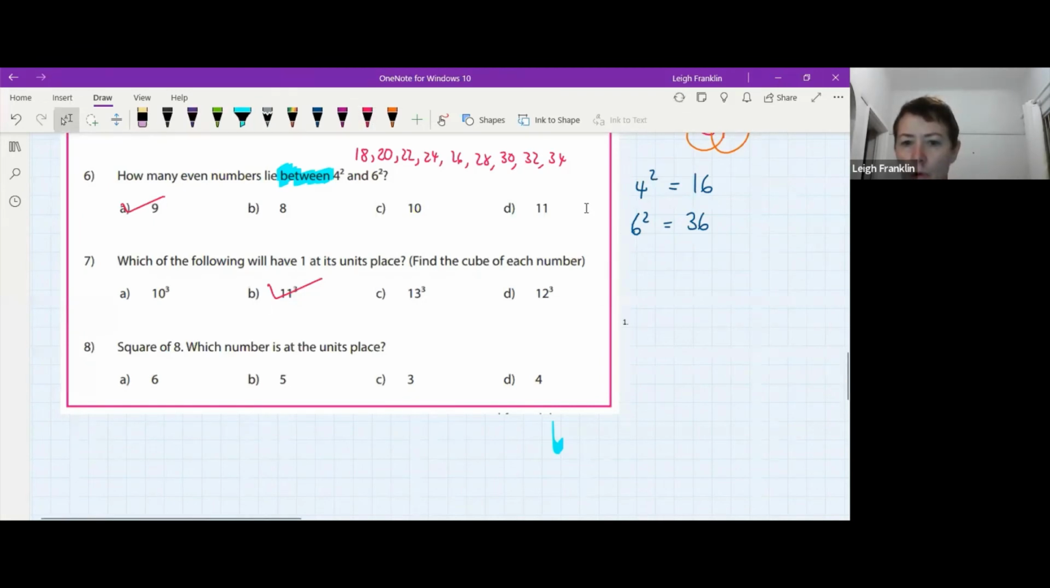Okay, all right. Jody, yes. 8. Jody says 8. Square of 8, which number is in the units place? 6. There's a 6 in the units place? I don't agree with you, Jody. Devon, what's in the units place? 4. Good. Okay, so the square of 8 is? 64, ma'am. 64 it is. Okay, so there is a 4 in the units place.